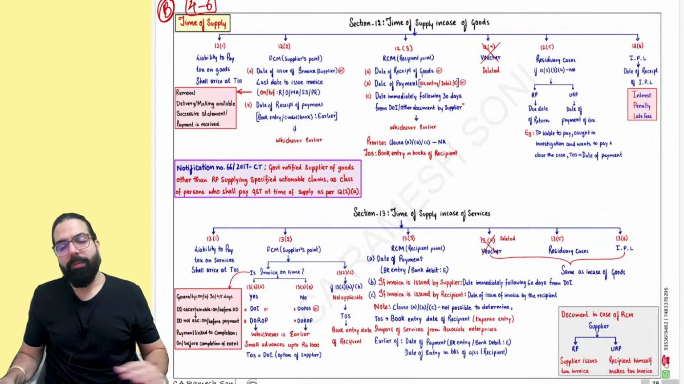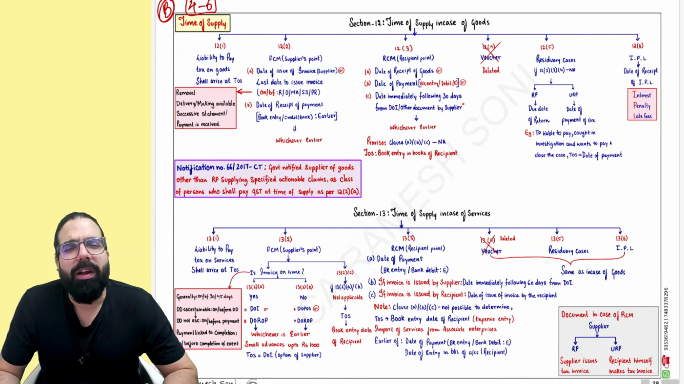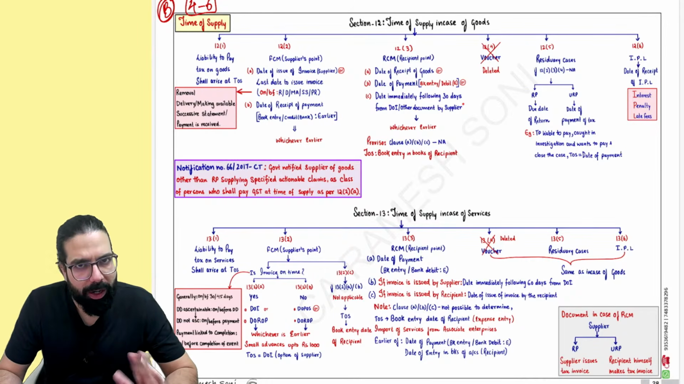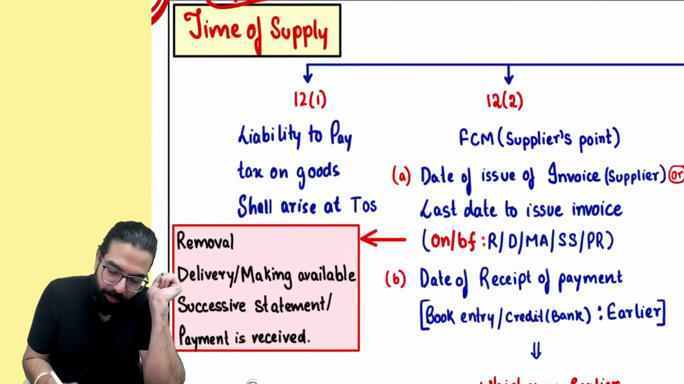Now, in this chapter there were earlier 2-3 circulars. The ICAI has removed the circulars for intermediate level, and hence those circulars are no longer in this chapter. Okay? Now let's start the chapter of time of supply.